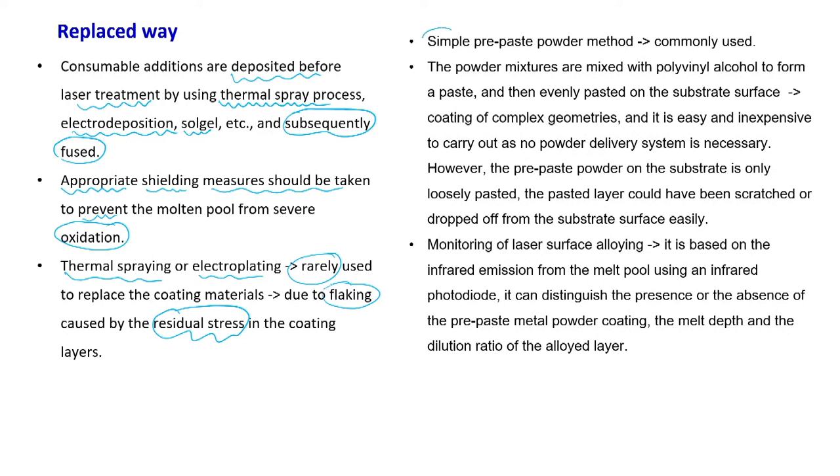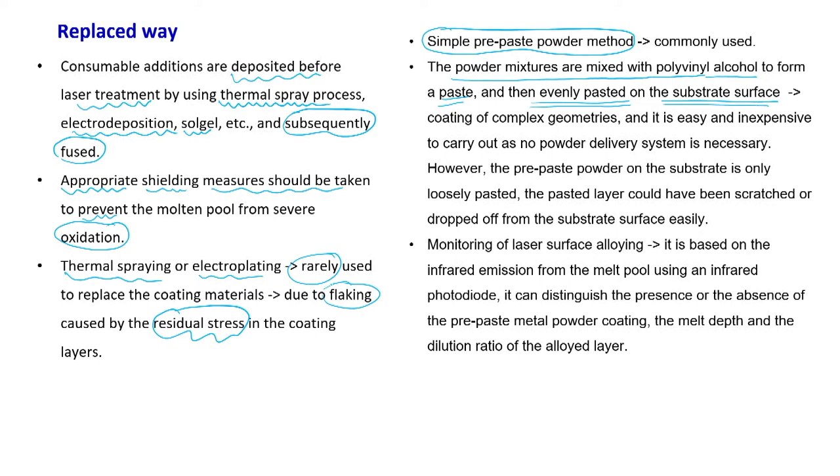So, simple pre-paste powder method is commonly being used. So, instead of going for the complicated process such as the thermal spraying or the electroplating, we can go for the pre-paste powder method. In this method, the powder is getting mixed with polyvinyl alcohol to form the paste, and then we are evenly applying that paste over the substrate surface.